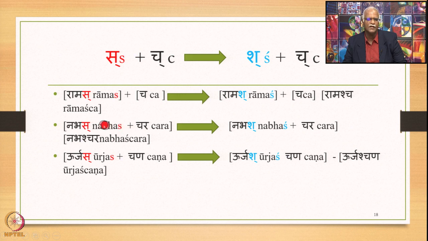Let us now look at the sandhi within a compound, nabhas plus chara. This is a compound. So samhita is obligatory. So we have sa coming at the end of this word and cha coming at the beginning over here. They are in the samhita mode. So this sa is substituted by sh, and so we have nabhas and chara, that is nabhashchara by the application of 8.4.40. Similarly, you have urjas plus chana. This is a taddhita suffix. And so we have urjas plus chana. So this sutra applies and substitutes by sh. So we have urjashchana, urjashchana.